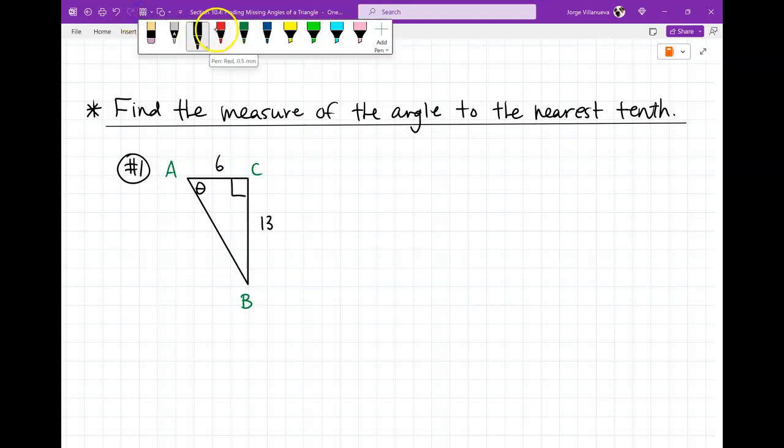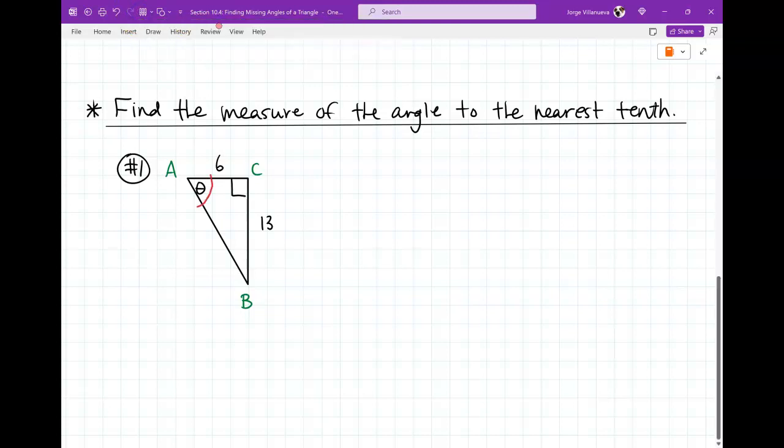So I'm going to focus on this angle. The number 13, is that an adjacent, a hypotenuse, or an opposite side? That's opposite. The number 6, well, we know opposite is already used, so is 6 adjacent or the hypotenuse? Adjacent. So I have O and A. Which trig function do I use? Tangent, right? So I'm going to say tangent of theta is equal to opposite over adjacent.